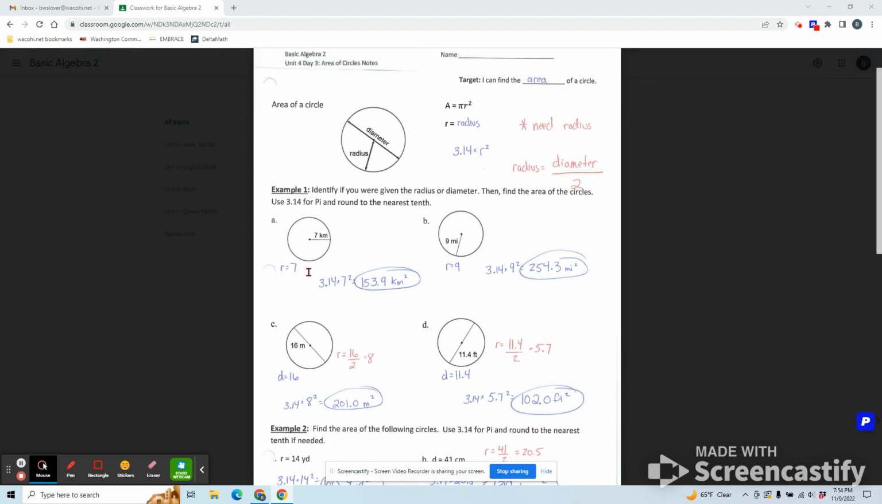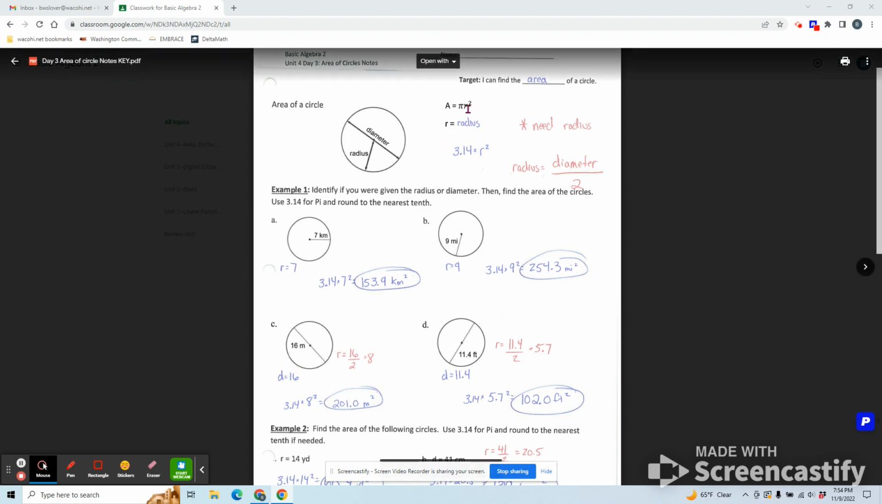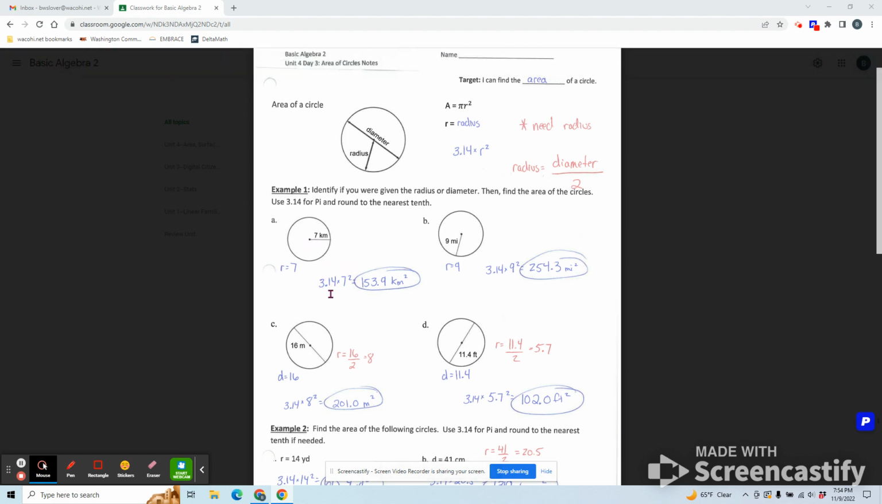So down here, it's just asking you to find the area. I have broken it down into identifying the radius and the diameter, and that's just to help us with finding the area. So my radius is 7. 3.14 times 7 squared. Now remember, 7 squared is not 7 times 2. 7 squared is 7 times 7. So really we're doing 3.14 times 49. And we get 153.9 kilometers squared.